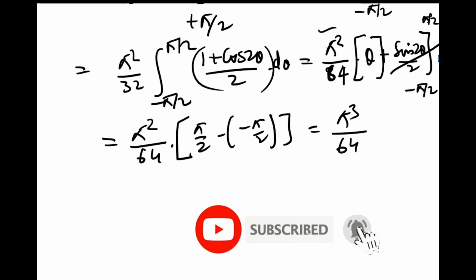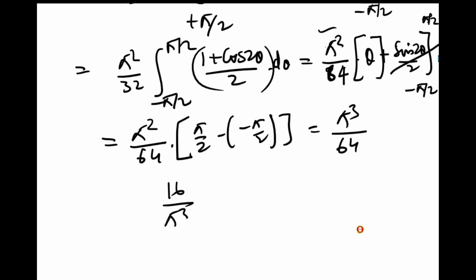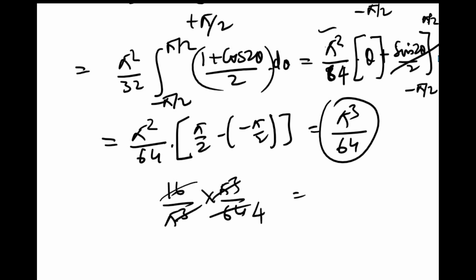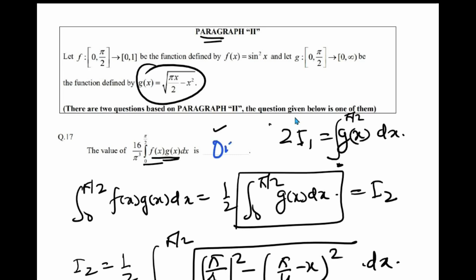And what we have to compute? We have to compute 16 over pi cube times the integration, for which we got the answer as pi cube by 64. And this will become 1 by 4. Our answer will actually be 0.25. So this will be 0.25.